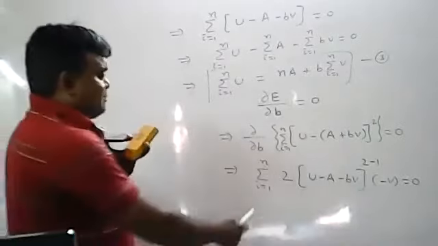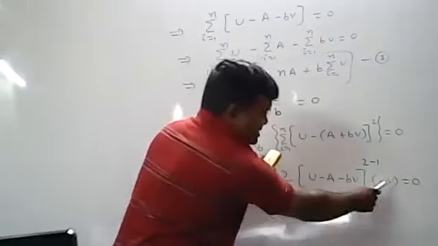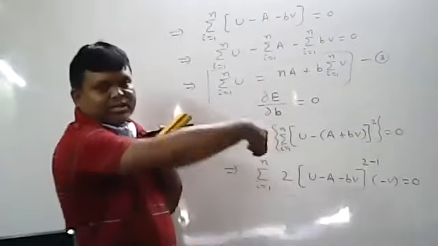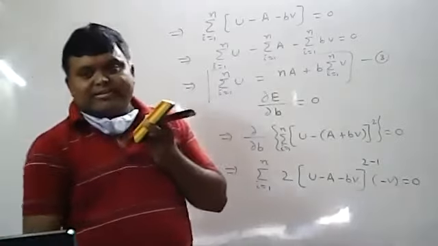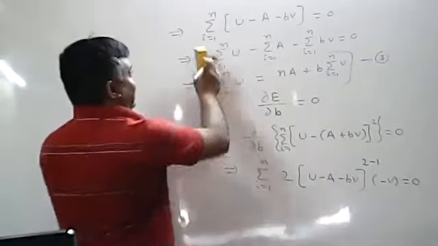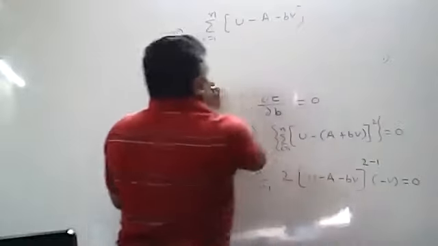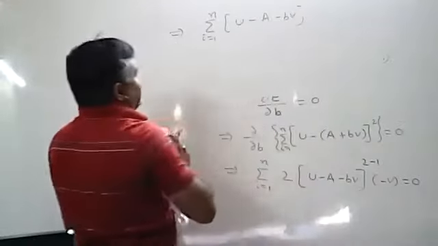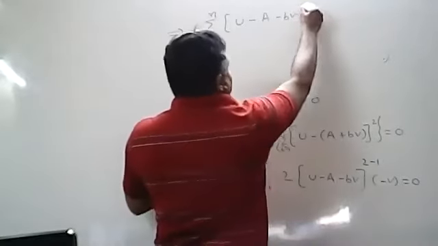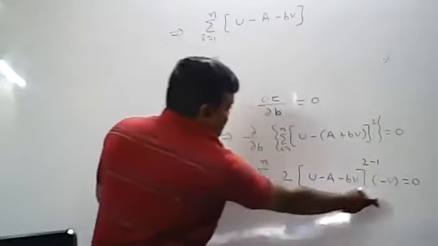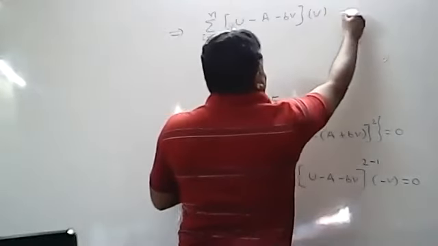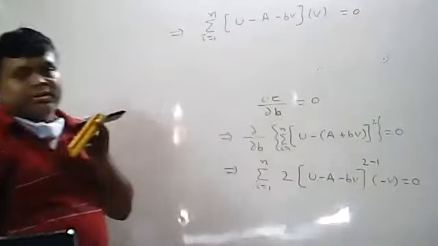Same concept: 2 into this, minus v can be written as minus 1 into v. That means minus 2. Send that minus 2 to that side, you will get 0 by minus 2, which is 0. So what is the final value you will get? Summation i equal to 1 to n of (u minus A minus bv), and 2 into minus 1 you have sent that side. The remaining term is only v, which is equivalent to 0.